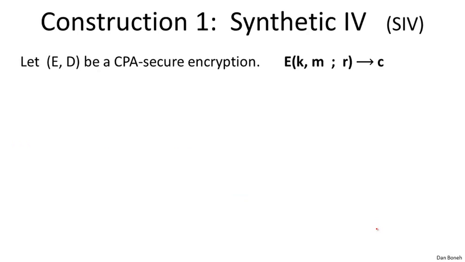So the first construction we're going to look at is called SIV, synthetic IVs, and the way this construction works is as follows. Imagine we have a general CPA secure encryption system. Here is the key and here is the message, and I'm going to denote by R the randomness that's used by the encryption algorithm. Remember that a CPA secure system that doesn't use nonces has to be randomized, and so we're explicitly going to write down this variable R to denote the random string that's used by the encryption algorithm as it's doing the encryption. For example, if we're using randomized counter mode, R would be the random IV that's used by randomized counter mode. And of course, C is the resulting ciphertext.